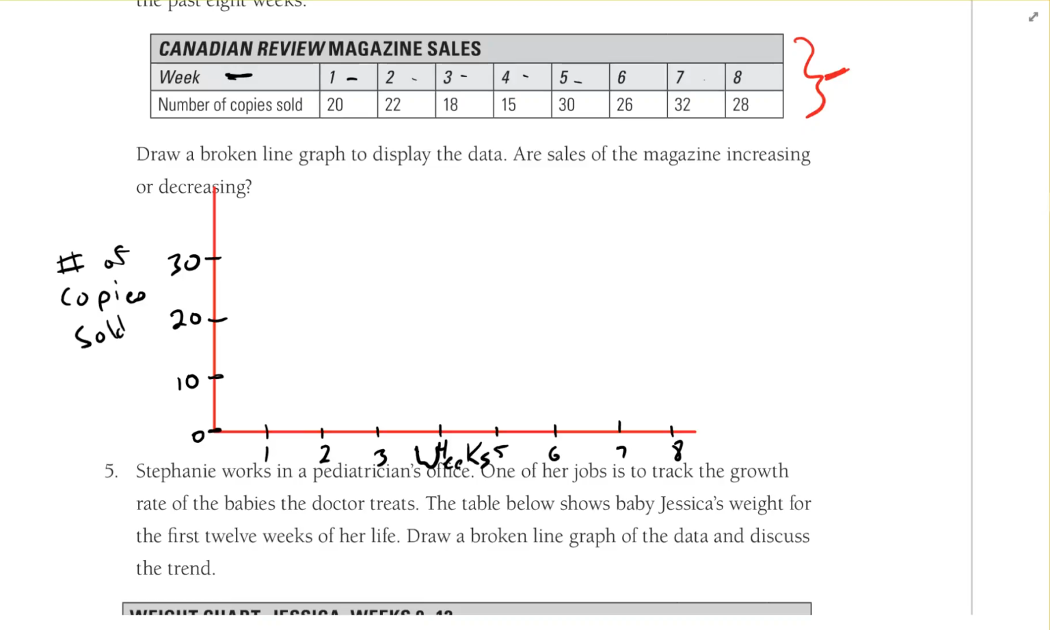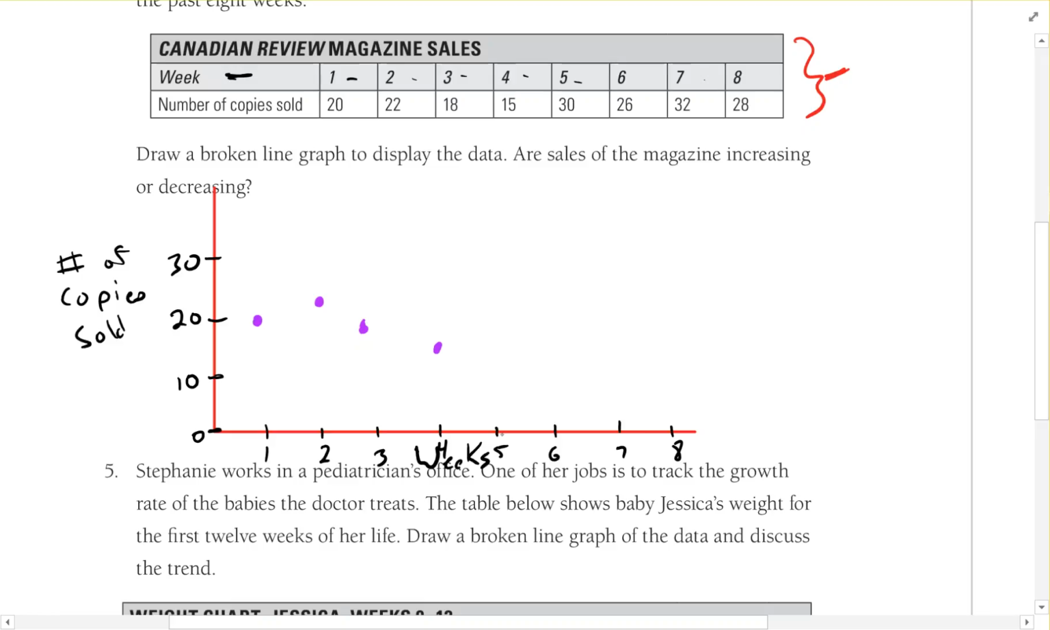Okay, and then we got to guess a little bit because we don't have actual graph paper on this one. But at week 1, just go straight up from week 1, and week 1 is right at 20. So that's going to be our first dot right there. Week 2, 22, so a little bit higher, something like that. Week 3, 18, so a little bit lower than where we started. Week 4, 15. You know what, I think I made 18 a little bit too low. 18 should be something like that. 15 would be right in the middle between 10 and 20.